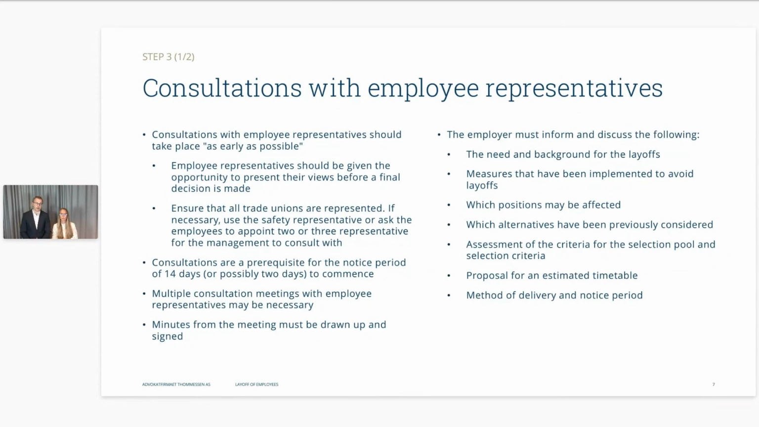For companies bound by a collective bargaining agreement, one must ensure that all affected unions are included in the consultations. For companies not bound by collective bargaining agreements, the company may, for example, consult with representatives from the Occupational Environment Committee, called AMU, the safety representative, or simply ask the employees to appoint 2 or 3 representatives with whom management can consult. The consequence of not holding consultations is that the notice period, which is usually 14 days, does not start to run. It's therefore important to carry out consultations with employee representatives.